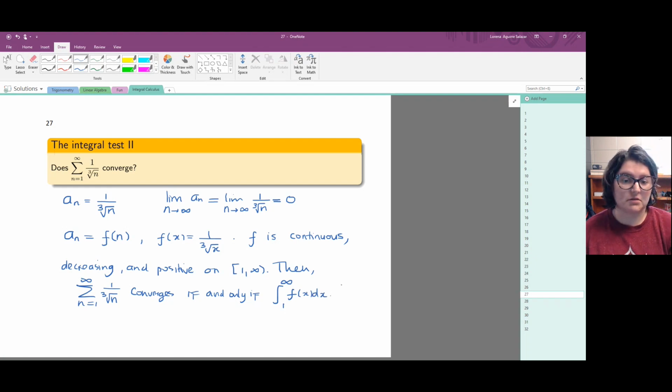So to study convergence of our series, it's enough to study convergence of an improper integral, because we have infinity as one of the bounds. So let's look at the integral from 1 to infinity of f of x, and let's see if that integral converges or not. If the integral converges, then we have convergence of our series. If the integral diverges, then we have divergence of our series. We will see that the integral diverges.